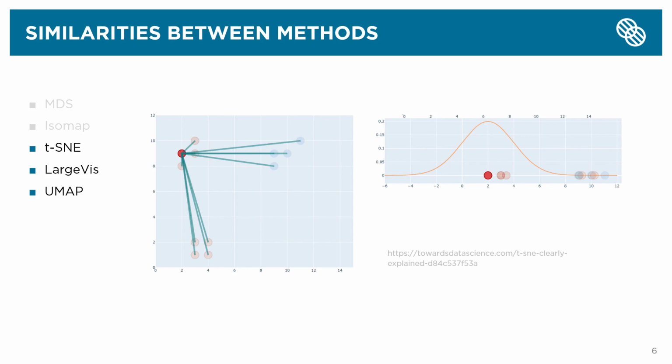You might also know LargeVis, which works in a very similar way to t-SNE. And UMAP, even though it was originally framed in a slightly different way, is very similar too. In UMAP, we just use some different kernels to transform distances into neighborhood probabilities.